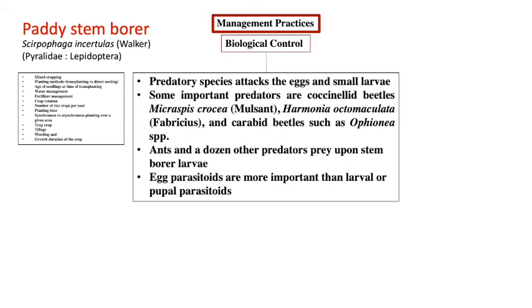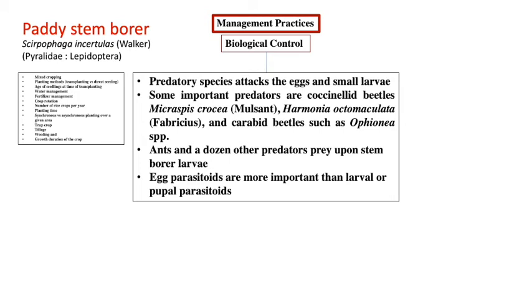Classical and inundative biological control approaches tried so far have had little success in rice. However, research studies have shown that indigenous natural enemies have a strong impact on rice pest populations, and their conservation is an essential part of the rice IPM programs. Many species of predators, parasites, and pathogens have been shown to attack rice insect pests. A wide range of predatory species attack the eggs and small larvae of stem borers before they enter the stem of the rice plant.